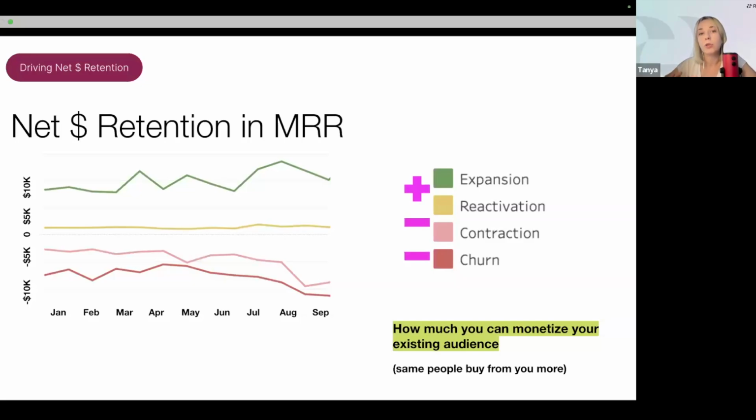So strategically, you should be trying to understand how to drive net dollar retention. Net dollar retention in monthly recurring revenue consists of these four components: expansion revenue, reactivation revenue, minus contraction, minus churn. These components are driving the net dollar retention and make it either positive or negative.